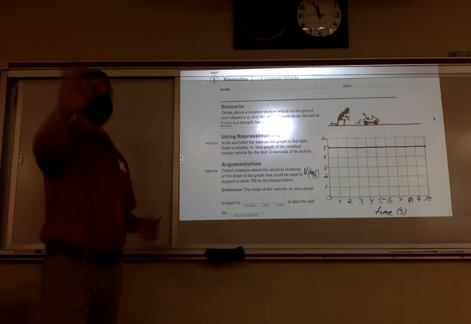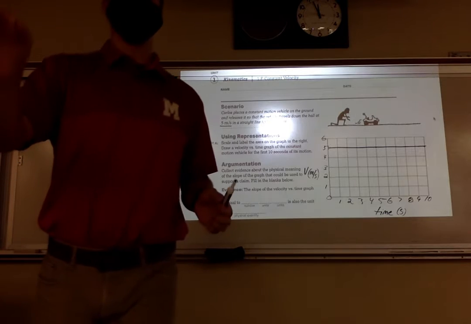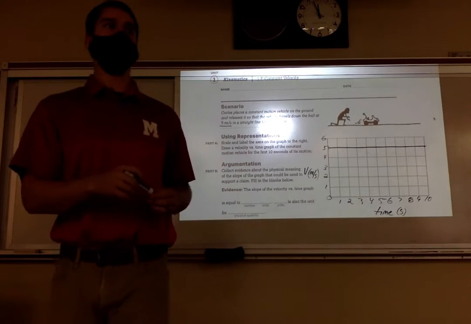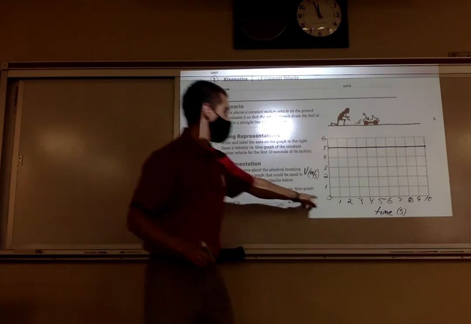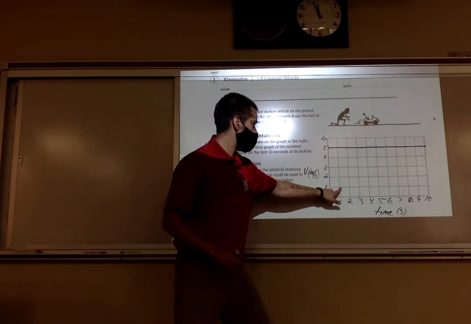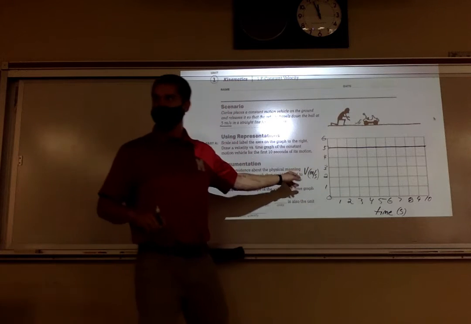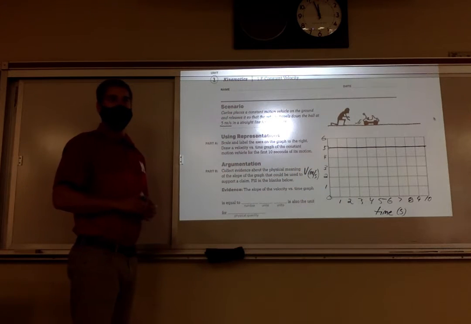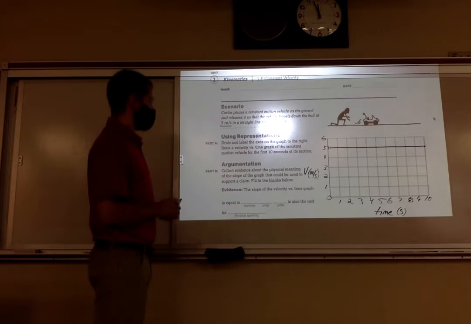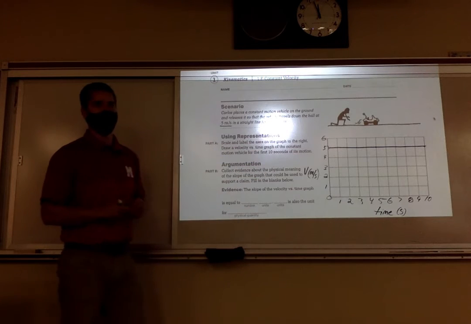Were you trying to do a position time graph? Some of you were drawing, okay, after 1 second it went 1 meter, then it went 2 meters, whatever. That's position time. We need velocity time. That's good. So the slope of the line.